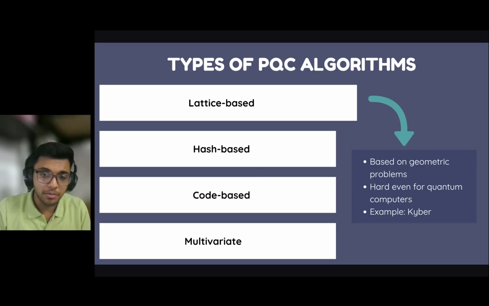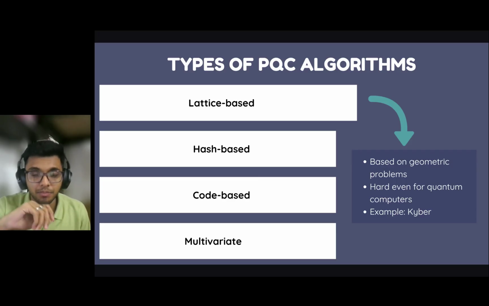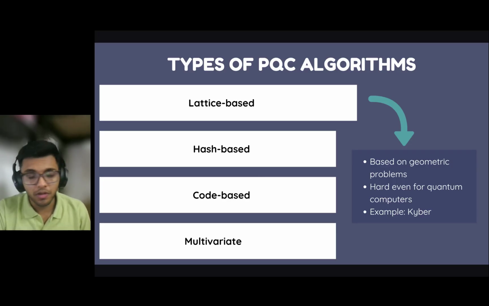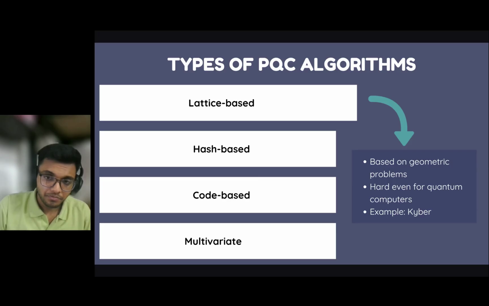An example is Kyber. Kyber is a current piece of software which allows the lattice-based PQC algorithm to be used, and it is something that many companies like Google, Twitter, all of those are using, right?